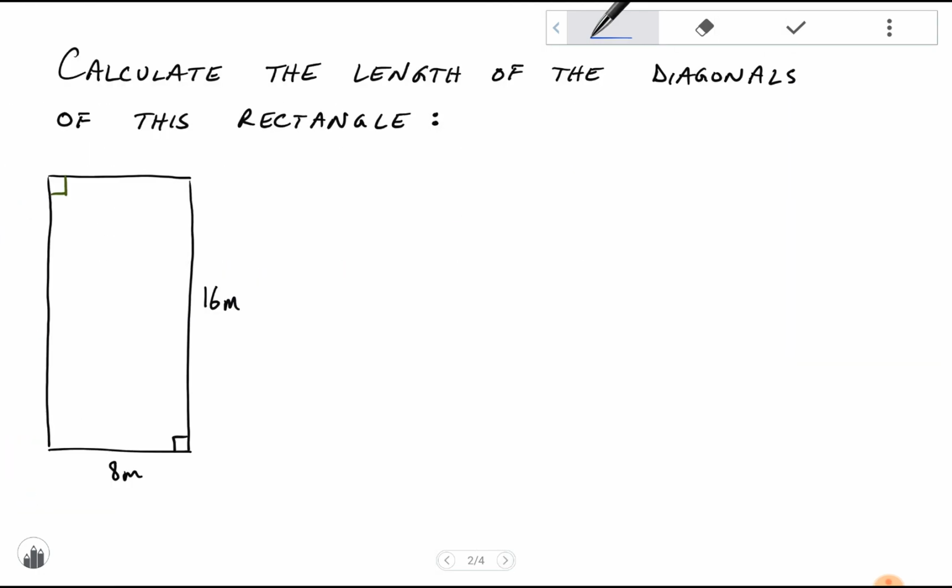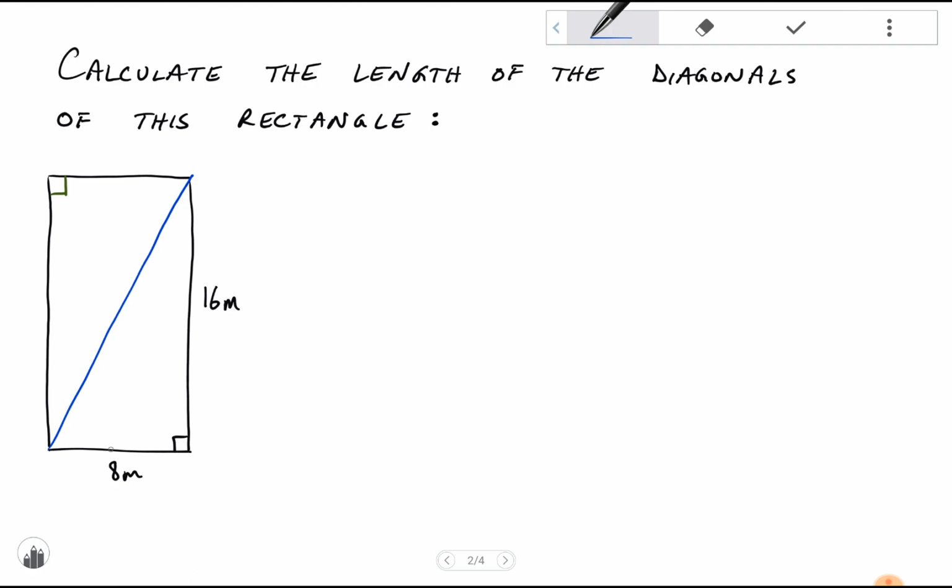Let's try another one here. Calculate the length of the diagonals of this rectangle. Okay, so the rectangle is given. One length is 16 meters and one length is 8 meters. So the diagonal, we can draw it in here.